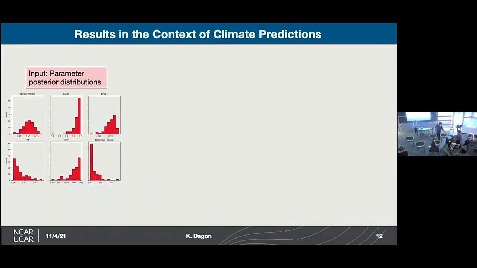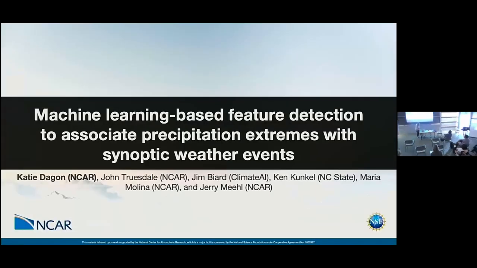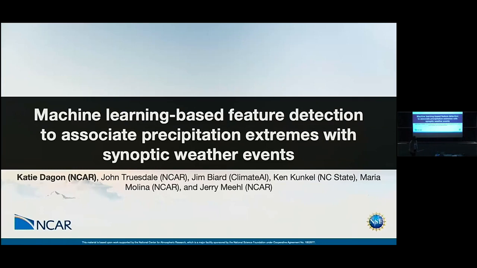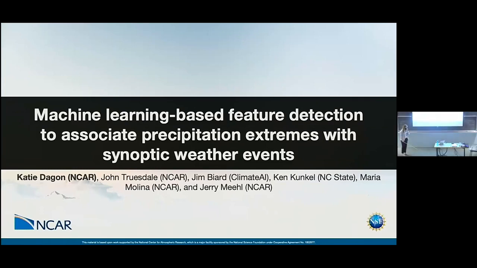All right, in the interest of time, I'll move on to the next project, which is something completely different, but I think also very relevant to this group. Here we wanted to leverage all the work that's been done in feature detection for extremes, some of which has already been discussed in other talks, but also connect it to extreme precipitation and how that might change with climate change. This is work with John Truesdale, Jim Baird, Ken Kunkel, Maria Molina, and Jerry Meehl.